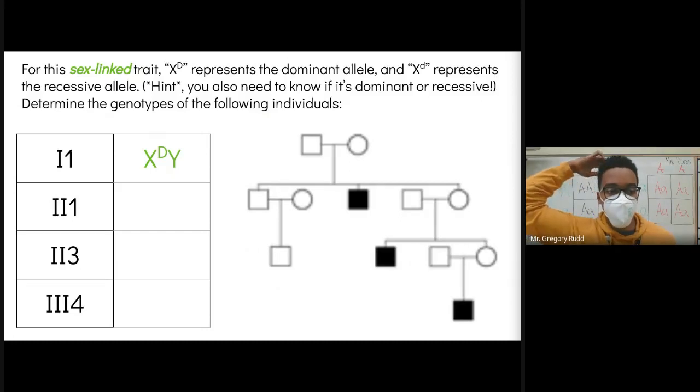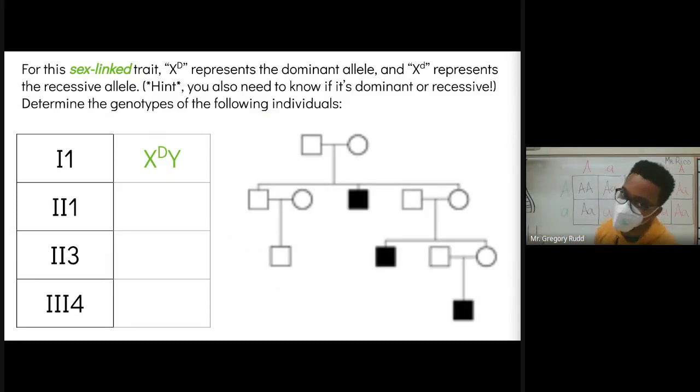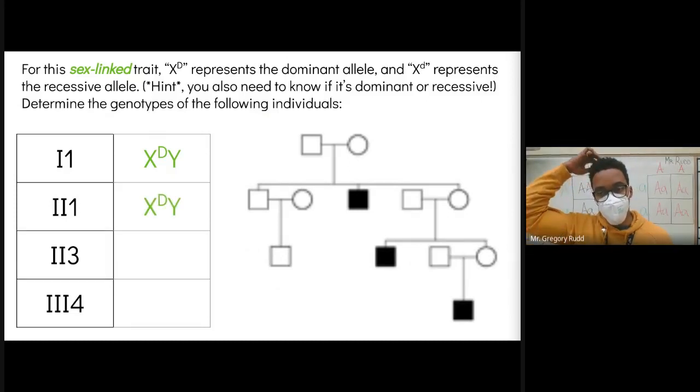Okay, what about person II1? So it's that square on the far left of generation 2. Again, we've got an unaffected male here. So, of course, they have a capital D. They don't have a recessive allele, and they also have a Y. Good.